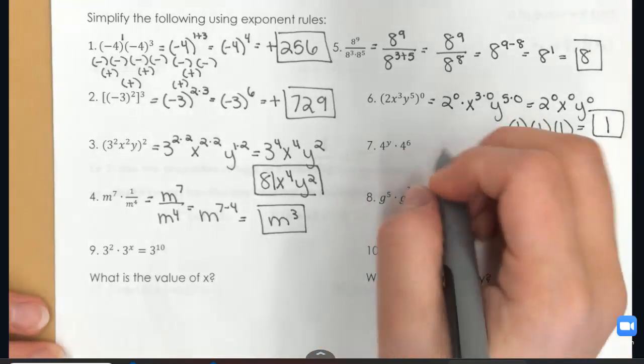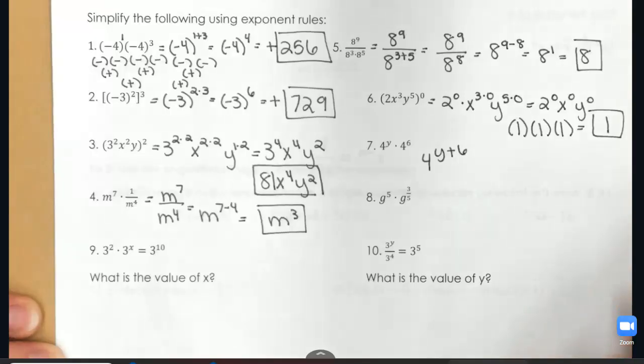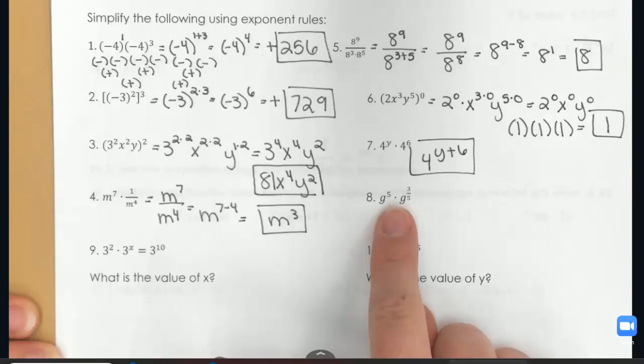On 7, this is another product rule, and I don't know what y is, so I am just going to leave this as y plus 6 in my exponent. On 8, another product rule.